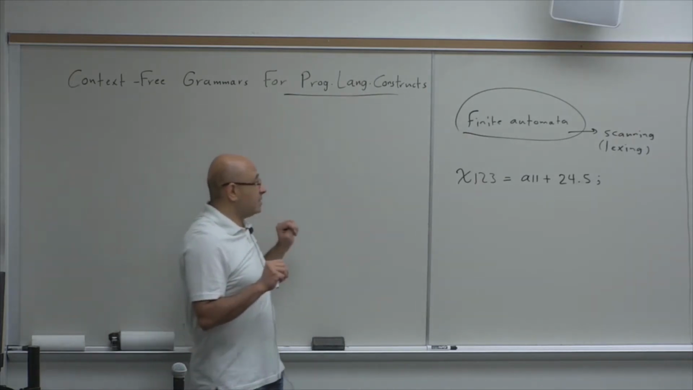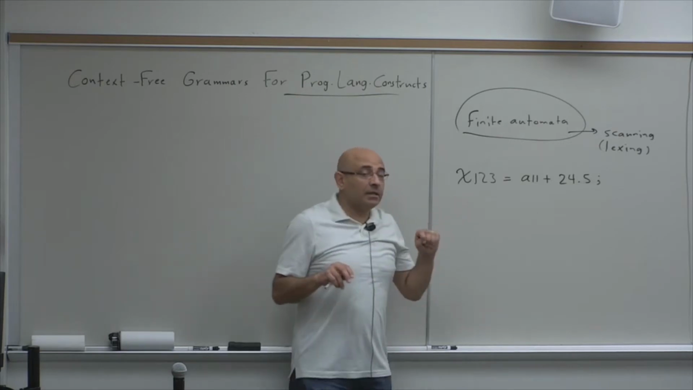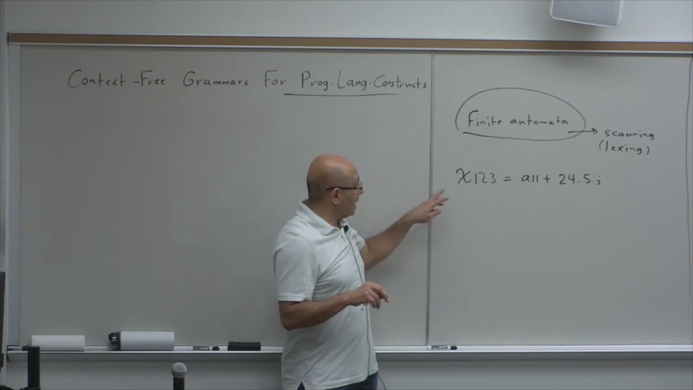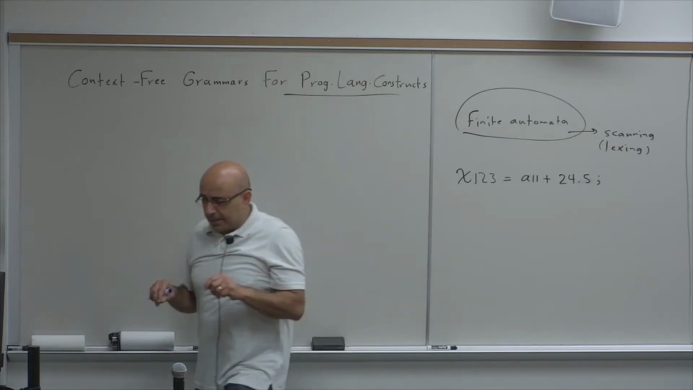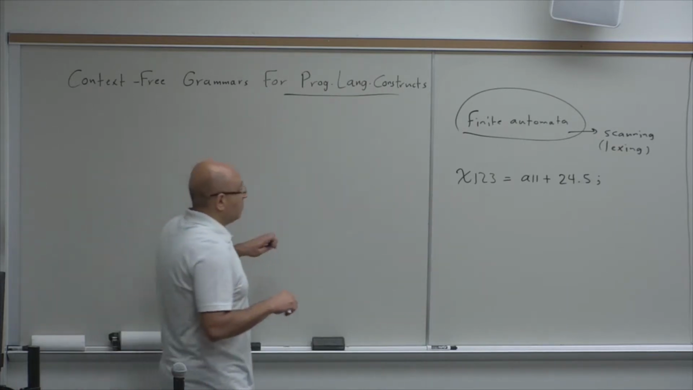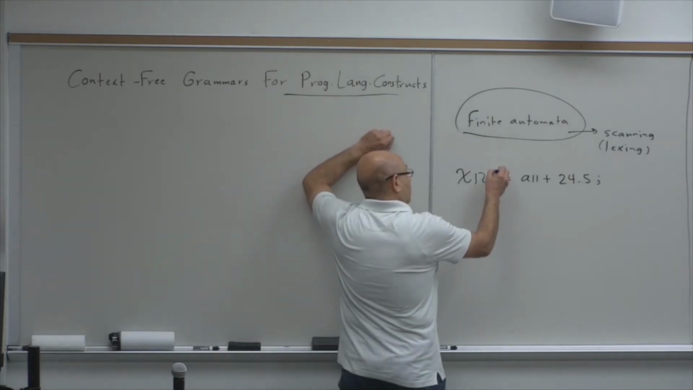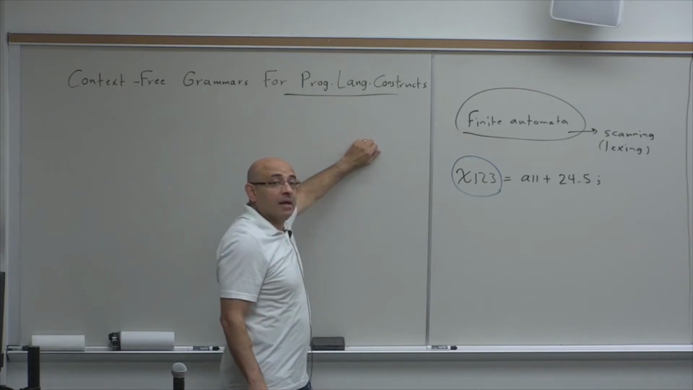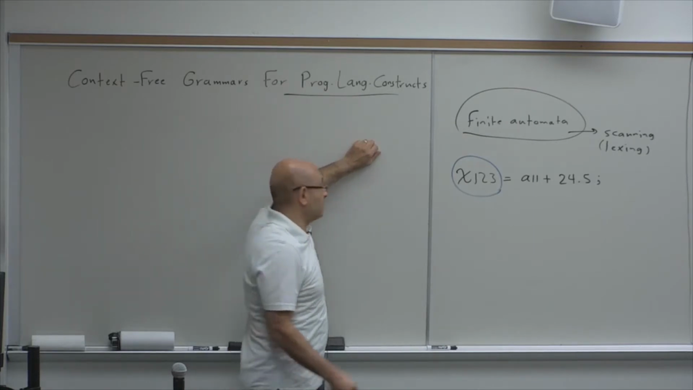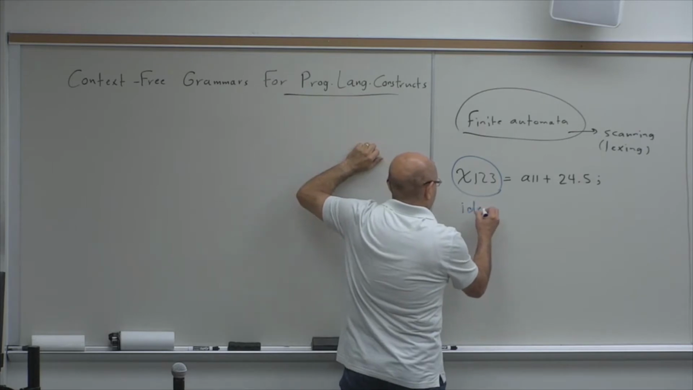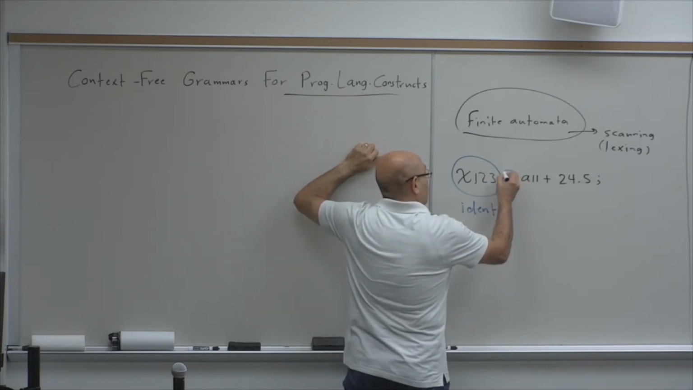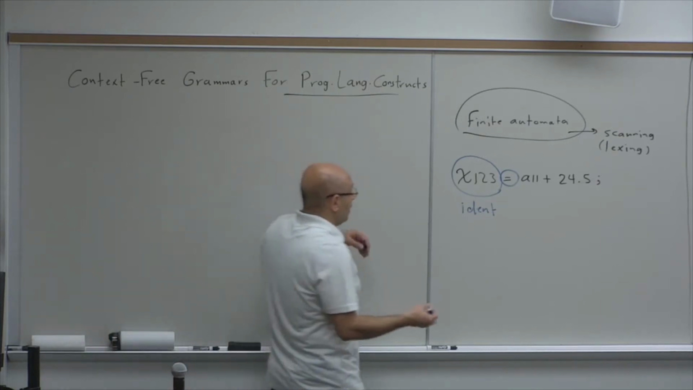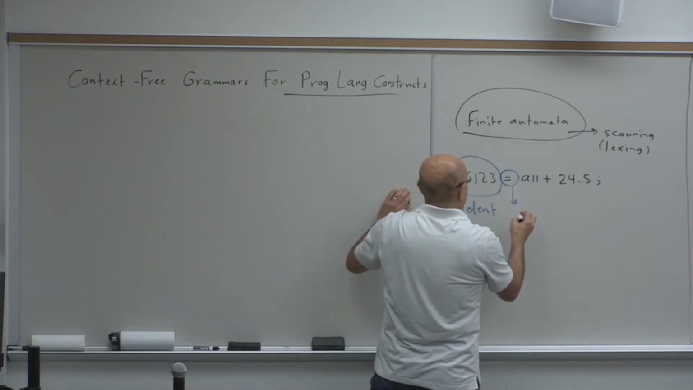So there are regular expressions that define the different tokens, or the different parts of speech of a programming language. Like this will be recognized by the scanner as what? As an identifier or as a variable name. So this is an identifier. This will get recognized as the equal sign or the assignment operator.